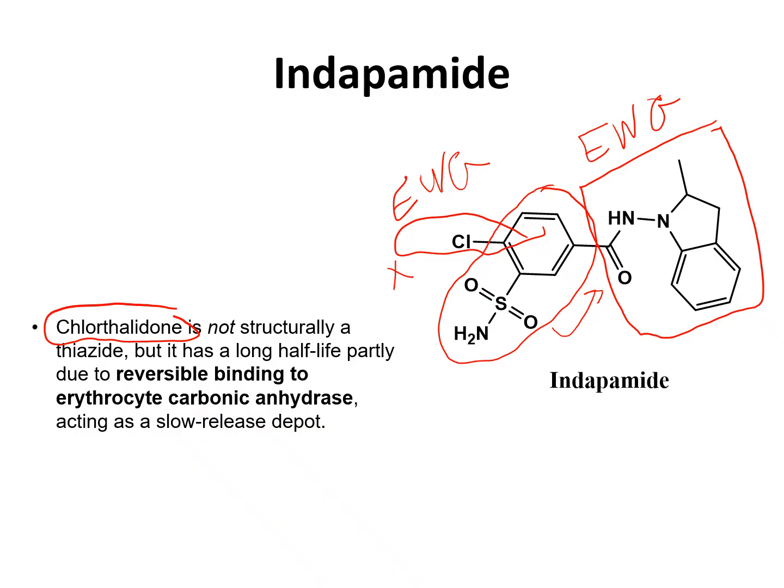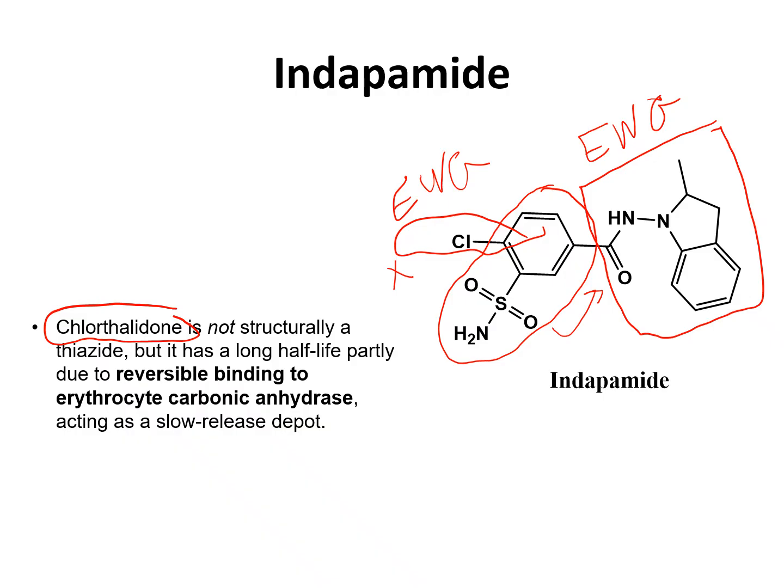Why is it used more than chlorothiazide and hydrochlorothiazide? Because it has a longer half-life because of its structure. We'll explain in a little bit why this compound has a longer half-life. The half-life of this compound is around 26 hours, which allows the compound to be given as once a day dosing, and that is very convenient for those kinds of patients.